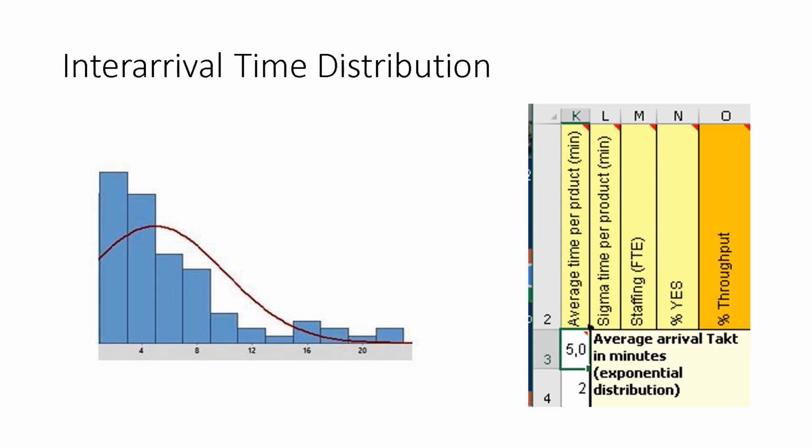Looking at the inter-arrival times, we notice that the standard deviation is greater than its average, and the shape of the distribution is telling us that it is closer to an exponential distribution. So we will use this assumption in our simulation. We will place the average in K3.